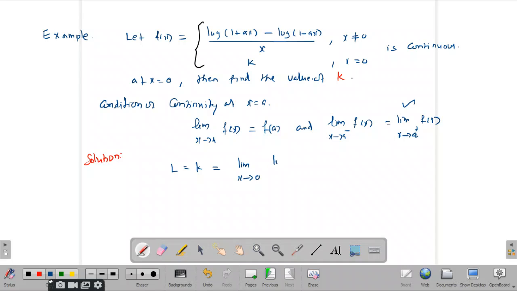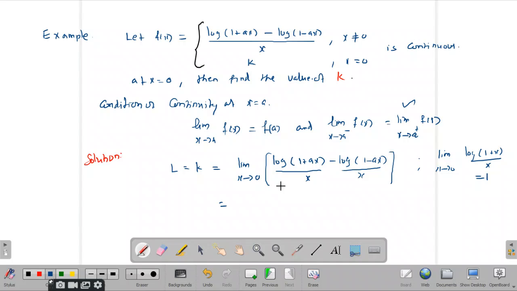And log of 1 plus ax minus log of 1 minus ax, divided by x. We can separate like this. Remember student, limit x approaches 0 of log of 1 plus x by x, the limiting value is 1. Very important, we have to start with 1, the unit term. The coefficient of x will be the answer, x by x.